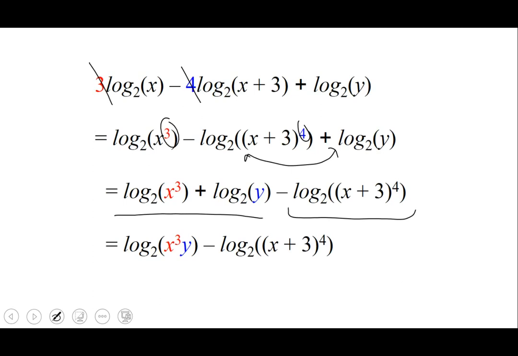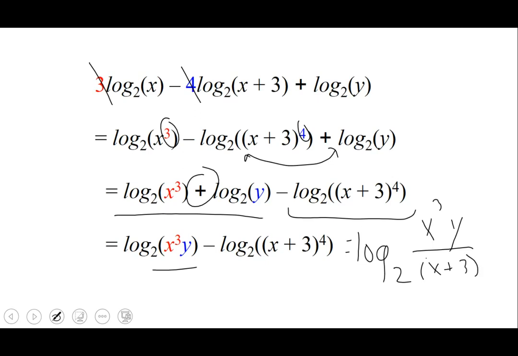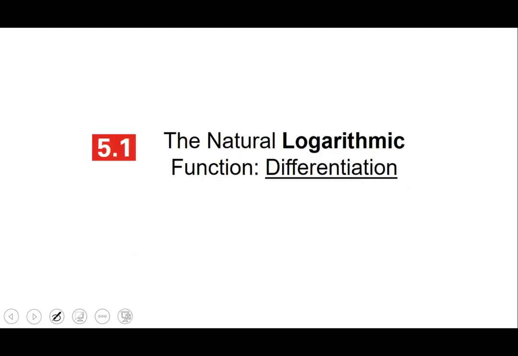Then notice that I took this addition and I turned it into a multiplication. And in my final answer, I want to have one single log base 2. Because this is a subtraction, I'm going to put my x cubed y in the numerator, and I'm going to put x plus 3 to the 4th in the denominator. So this would be my final answer.